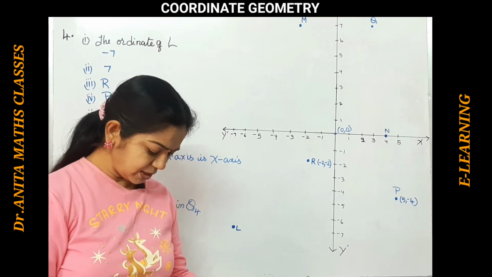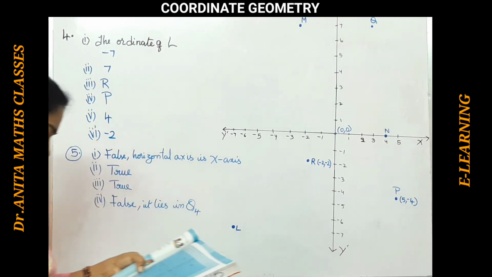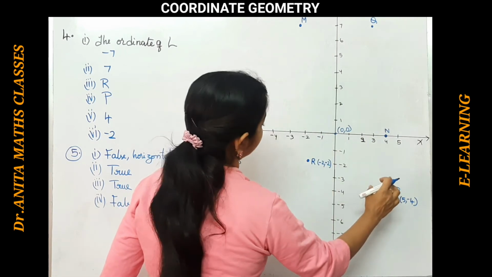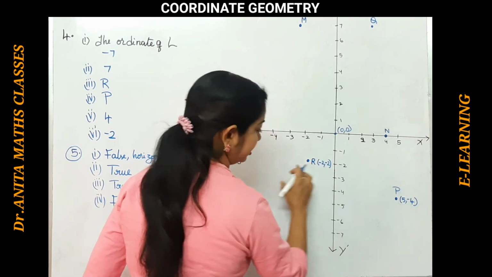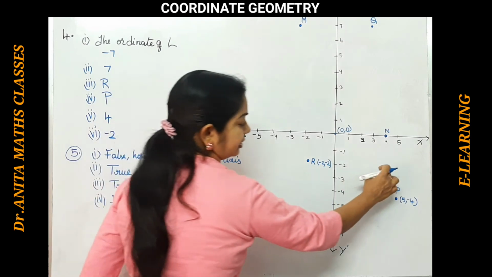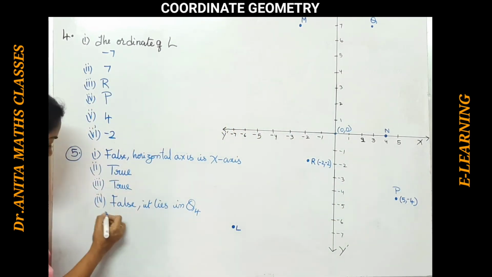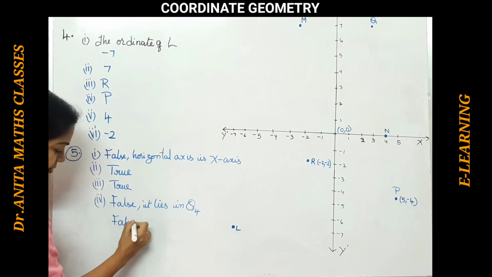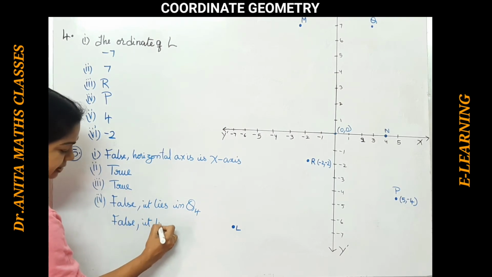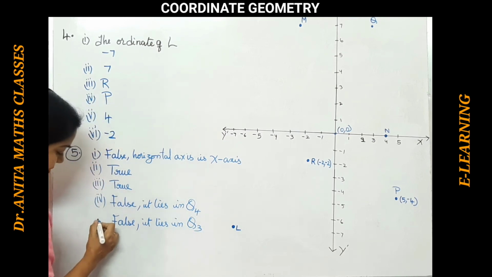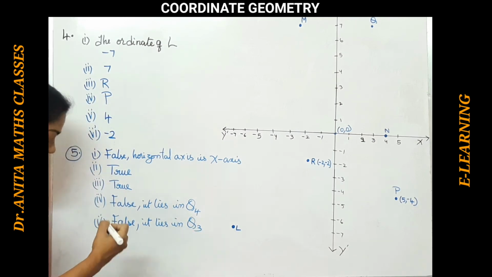Now next one, minus 5 minus 8 lies in the fourth quadrant. No, it lies in the third quadrant, does not lie in the fourth quadrant. Both abscissa and ordinate are negative in the third quadrant. So it is false. It lies in Q3, third quadrant, both are negative.